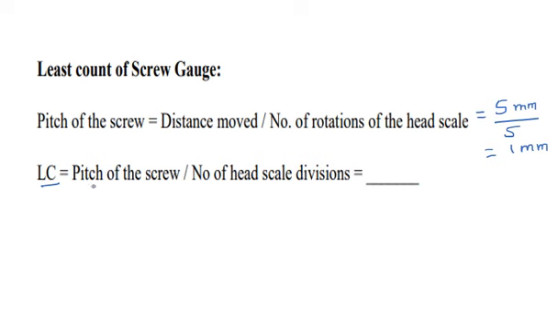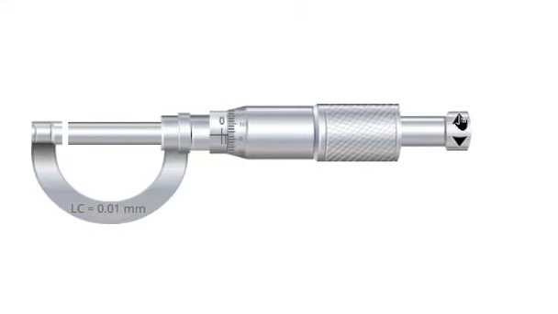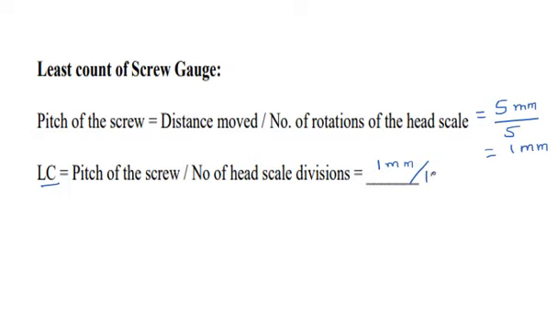Now let us substitute the pitch of the screw and calculate the least count. Pitch of the screw is 1 mm divided by the number of head scale divisions. A close look will reveal that there are 100 divisions on the head scale. So I can express the number of head scale divisions as 100 and the least count as 0.01 mm. This is how you estimate the least count of the screw gauge.